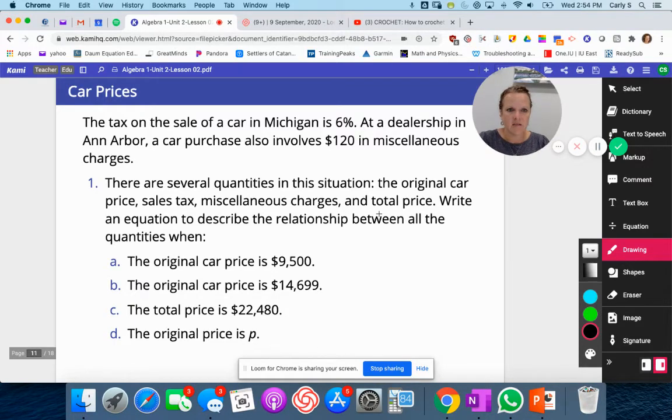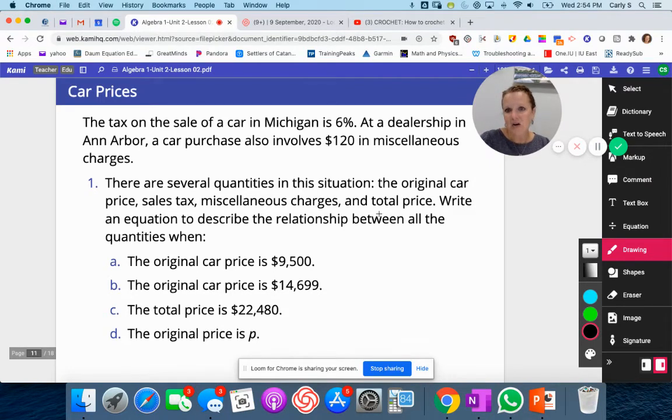So we just finished talking about blueberries and summer earnings, and we talked about how the equations are the same and different. Okay. So let's move on to the next little topic, car prices.